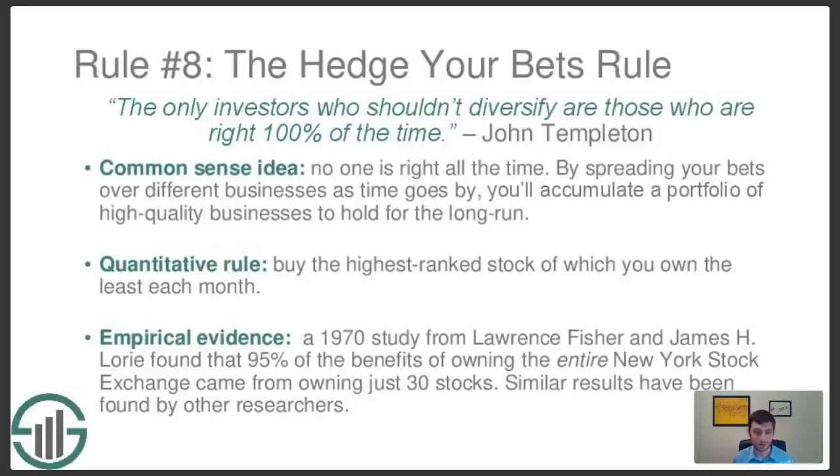The common sense idea here is if you spread your bets over different businesses reasonably, this is the 20 to 30 stocks that we've discussed before, as time goes by, you'll accumulate a portfolio of high-quality businesses to hold for the long run. The quantitative rule here is to buy the highest ranked stock of which you own the least each month. And there's a bit more to it, and we go over that in our portfolio building guides and the newsletters, but that's the general idea behind it.